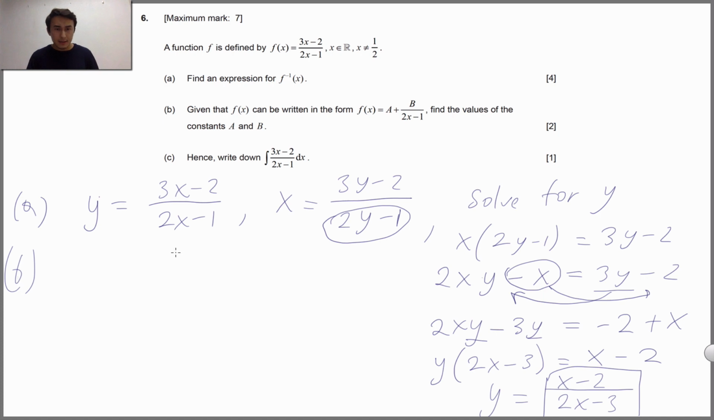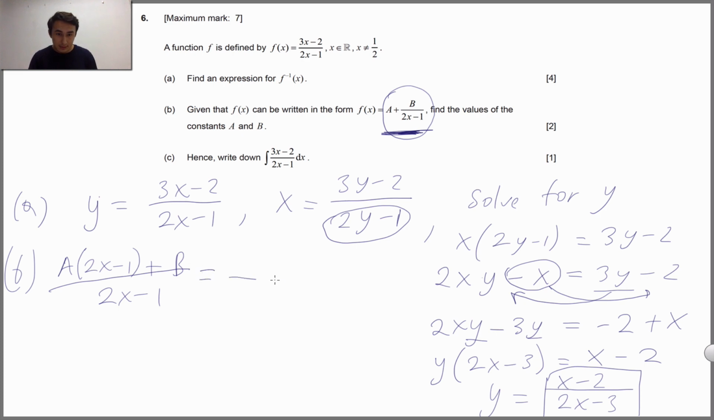Part B. Given that f of x can be expressed in the following form, a plus b over 2x minus 1, find the constant values of a and b. Okay, so to do this question, we can convert this into a single fraction. This expression will turn in the following way: a times (2x minus 1) plus b, over 2x minus 1. It's the same thing. I just took it into a common denominator.